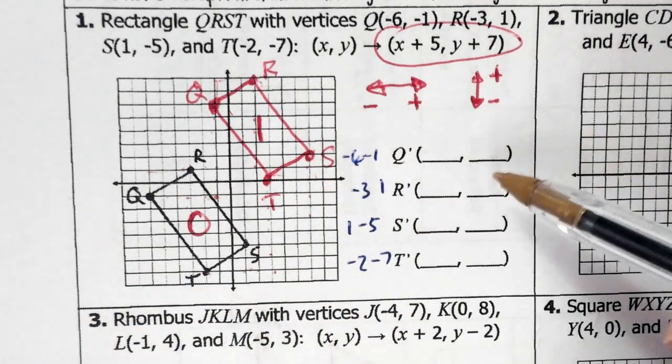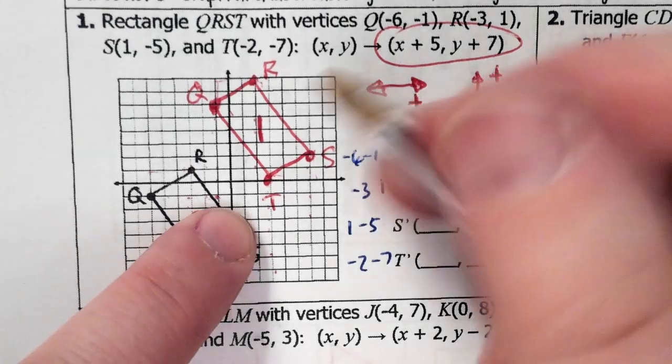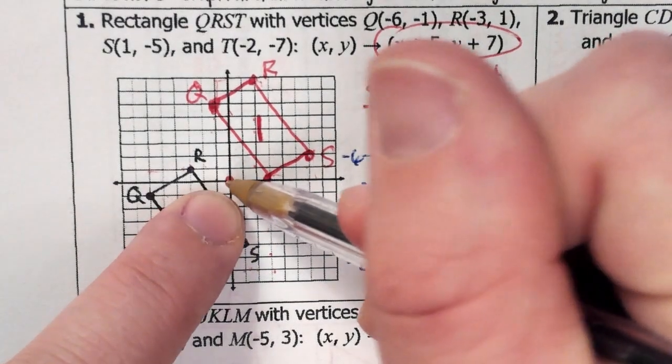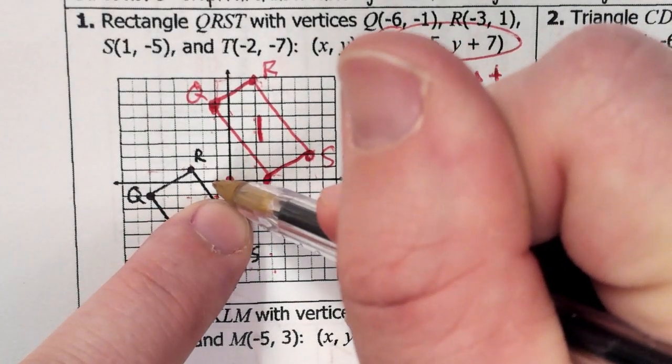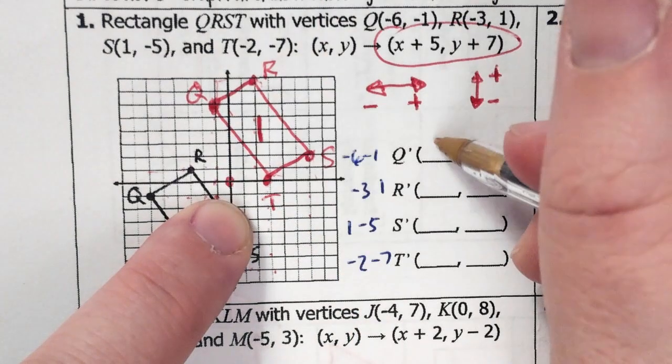Now your final step is to actually write down these numbers. So here's 0, 0. Where is Q really located? That is -1, +6.